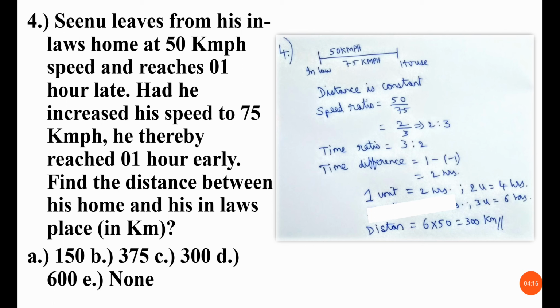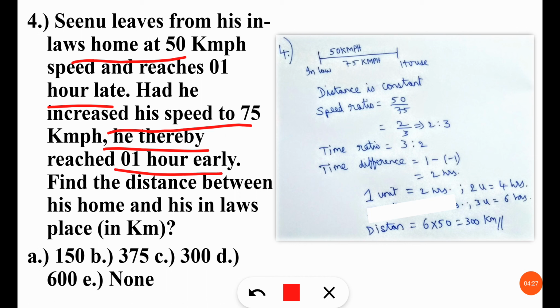Moving to the fourth question. Sinu leaves from his in-laws' home at 50 kmph speed and reaches 1 hour late. Had he increased his speed to 75 kmph, he would have reached 1 hour early. Find the distance between his home and his in-laws' place.